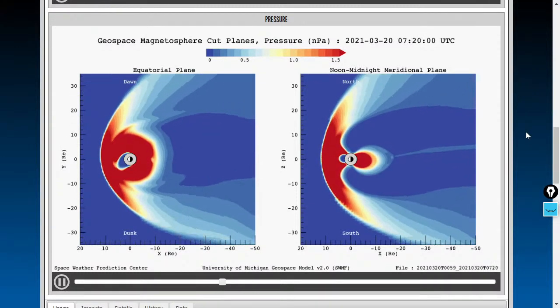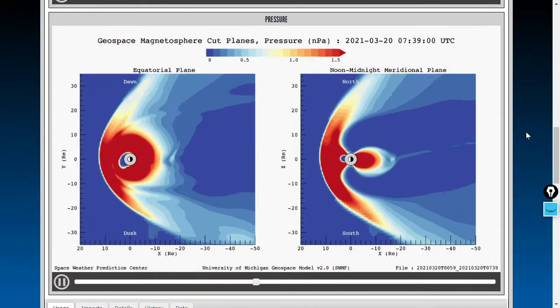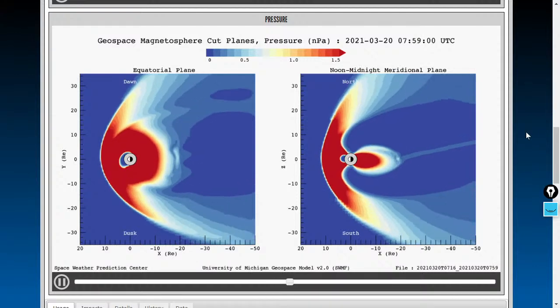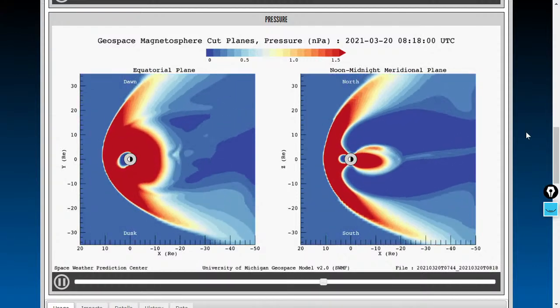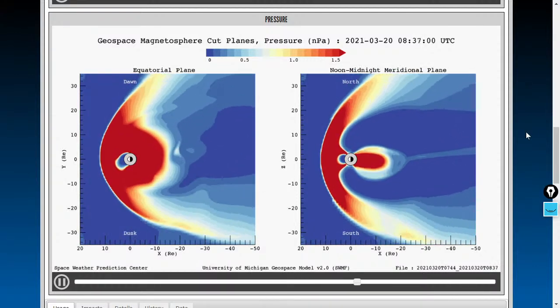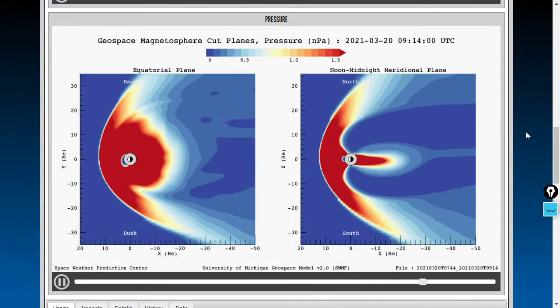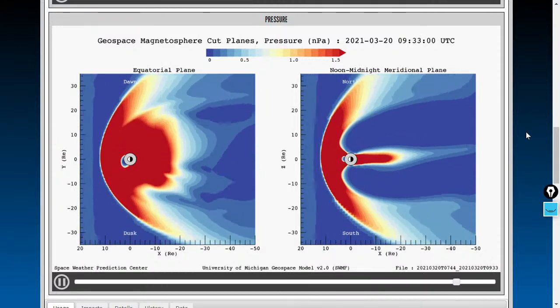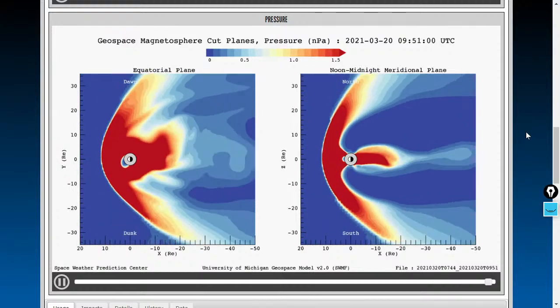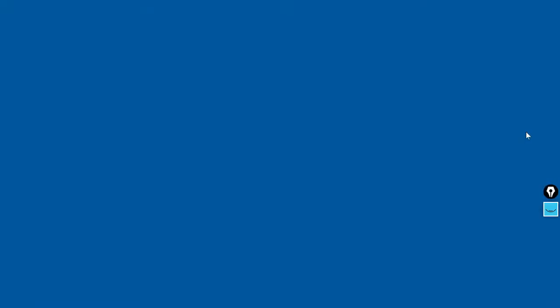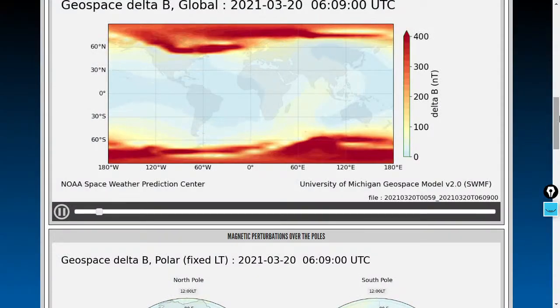Here's the pressure data. Again, 4 hours of data here showing magnetohydrodynamic pressure in nanopascals. And not too surprising to see a high pressure environment there with the current incoming solar wind. So density again made it all the way up to 60.